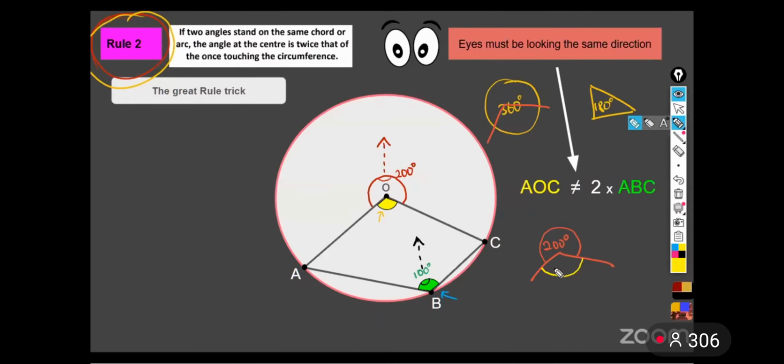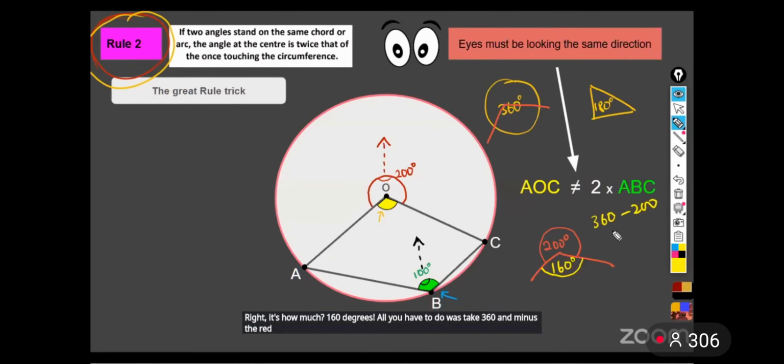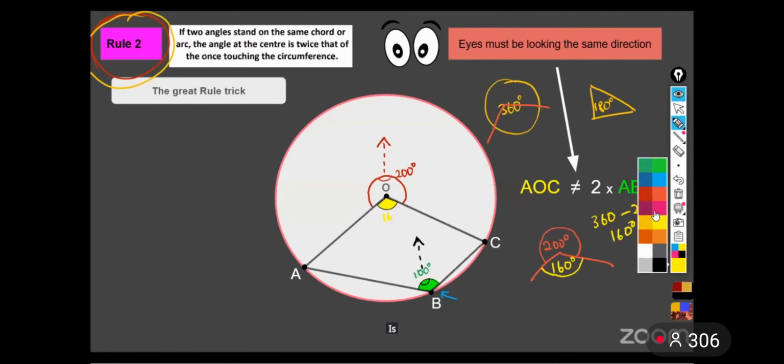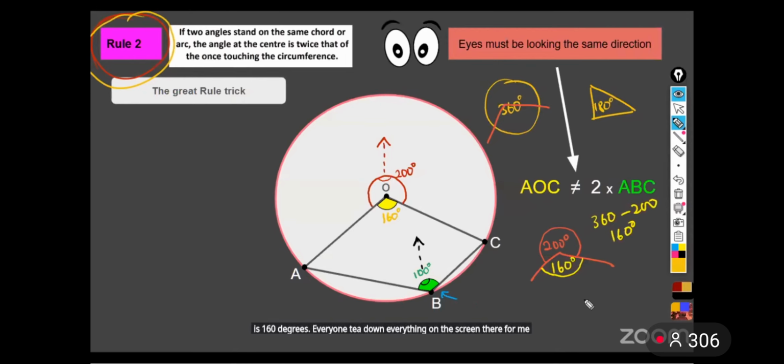Right. It's how much? 160 degrees. All you had to do was take 360 and minus the red portion. 360 minus 200 is 160. So the yellow angle is what? Oh, that's a terrible color there. I'm going to get a better color. It is 160 degrees. Everyone take down everything on the screen there for me. Right?